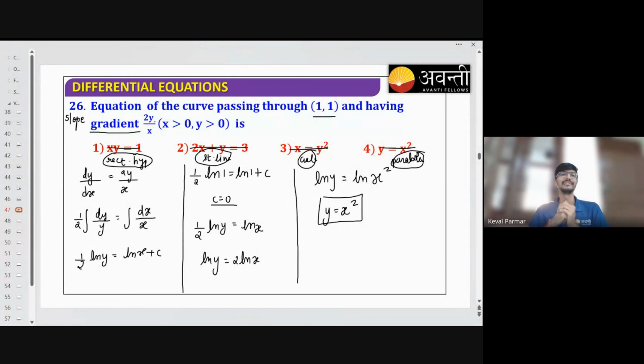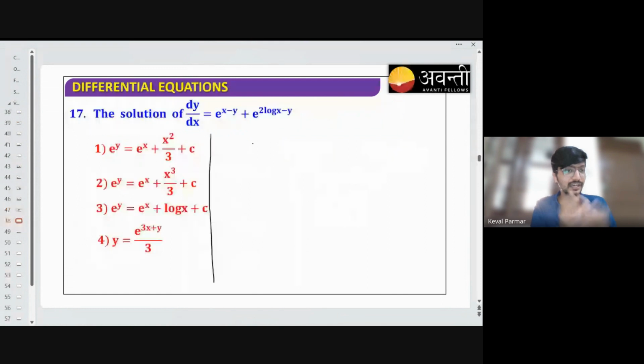Because we must know that we got y equals x square. So what does y equals x square represent? Is it a rectangular hyperbola? Is it a circle? Is it a straight line? Or is it a sophisticated way to ask the options? Got it? Let's move on to the next question. This one.